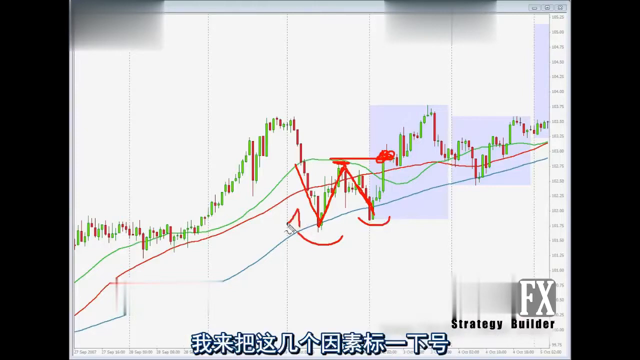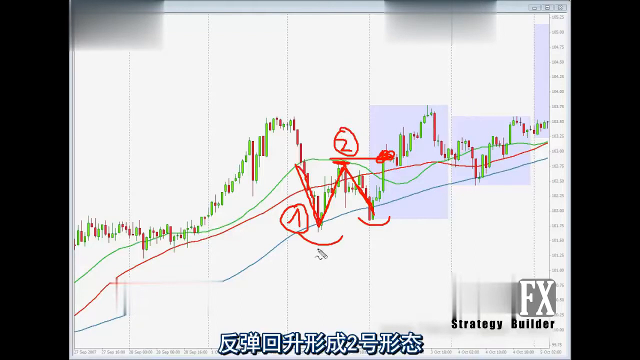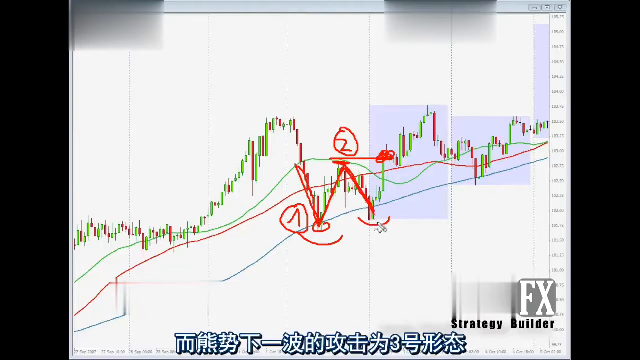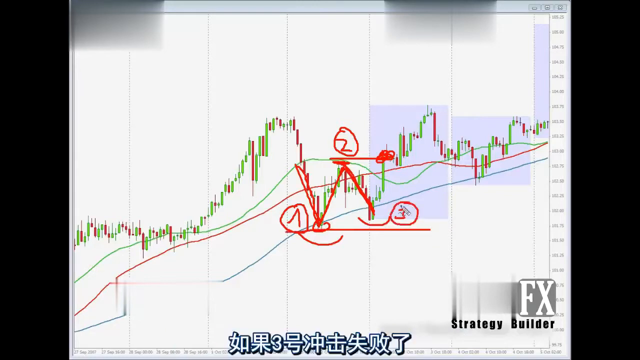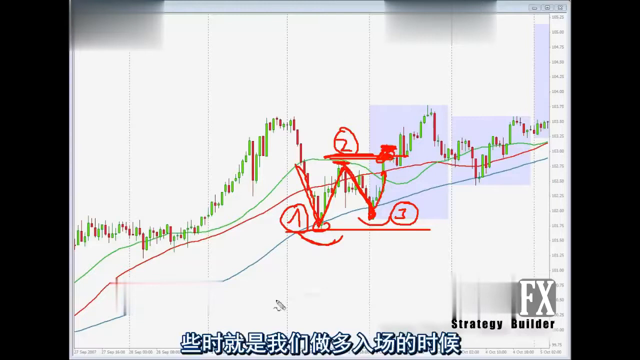Actually, let me draw that. This is the aspect number 1, the first attack. Then we have the bounce off, where the bulls have rejected the bears at this point, therefore creating the aspect number 2 of the 1, 2, 3 formation. Finally, we have the third aspect, the third attack by the bears onto that level of support. As aspect number 3 fails to make new lows, and as price retraces back, going above aspect number 2's high, right there is where we trigger our long entry in the direction of the main trend.